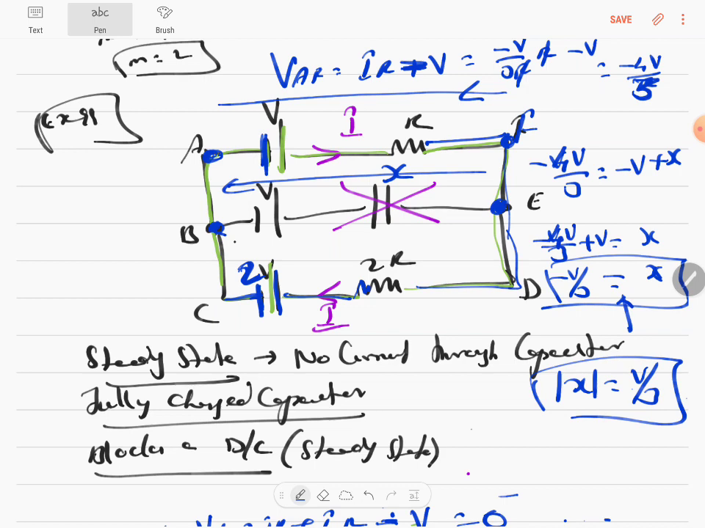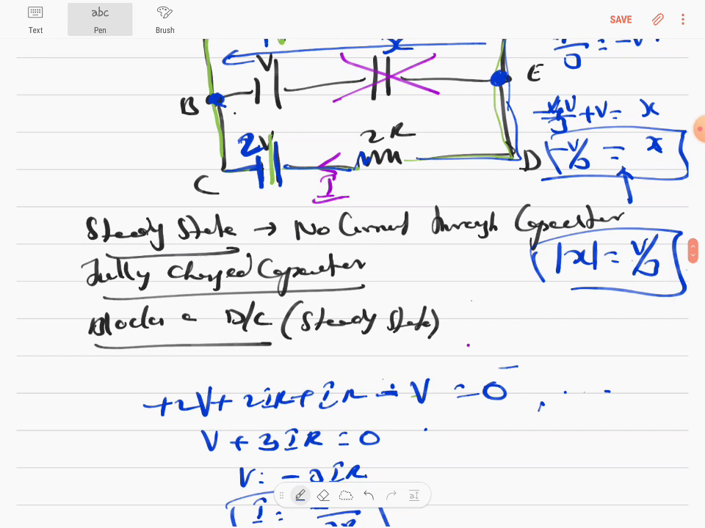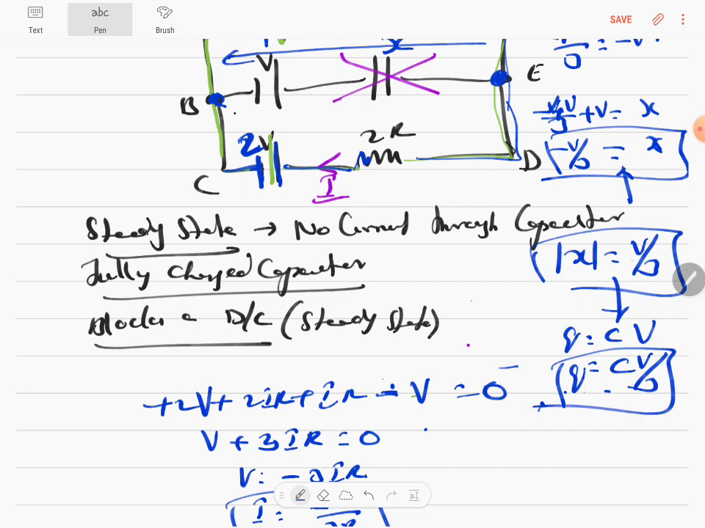So next, you answered that part. Then the next question is the charge in the capacitor. Once you know the potential across the capacitor, you know Q is equal to C into V. If the capacitance of the capacitor has not been given, then you can keep it as C into V by 3. This is the charge on the capacitor. That's the next part of the question.